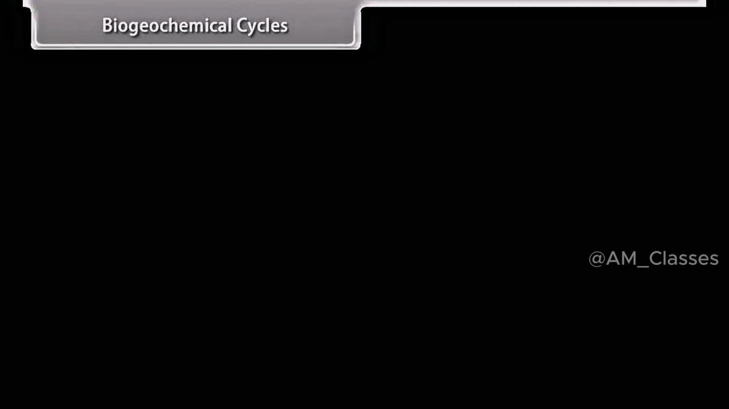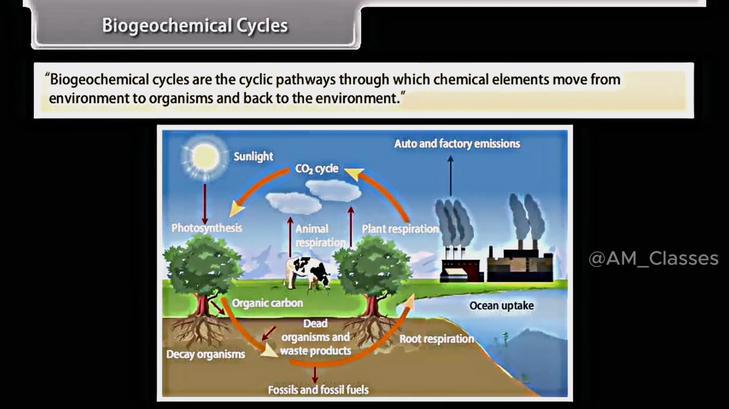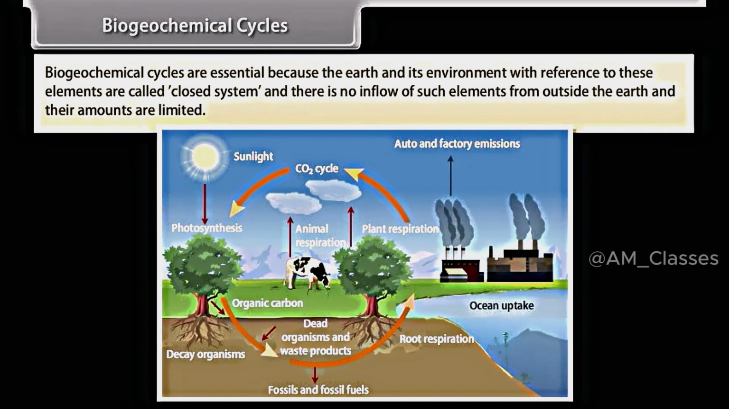Biogeochemical cycles. Biogeochemical cycles are the cyclic pathways through which chemical elements move from environment to organisms and back to the environment. Biogeochemical cycles are essential because the earth and its environment, with reference to these elements, are called a closed system, and there is no inflow of such elements from outside the earth and their amounts are limited.